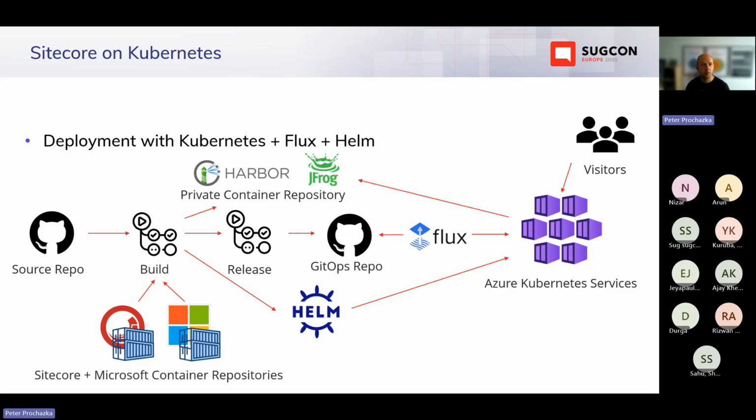And as you can see, this is the full picture. So what I was showing you before, we were using Harbor as a private container repository. We were also using JFrog for some of the images that were not with Windows. And then we were using Helm, we were using Flux. So basically Flux was checking the changes in our GitOps repository, and it was applying the Helm charts on top of the AKS at the end.